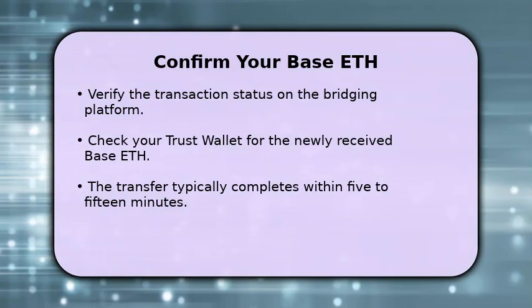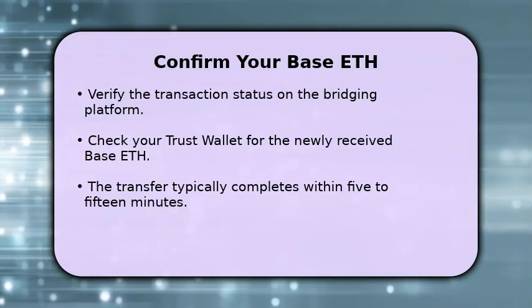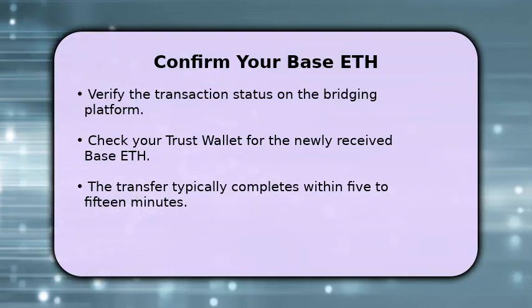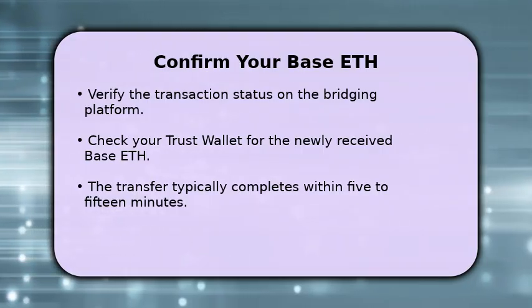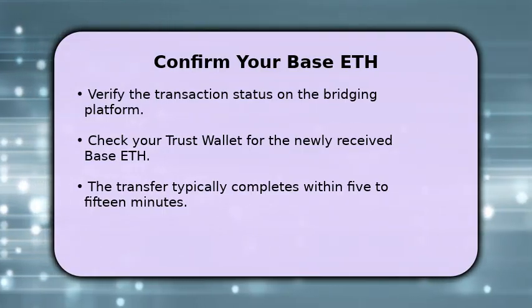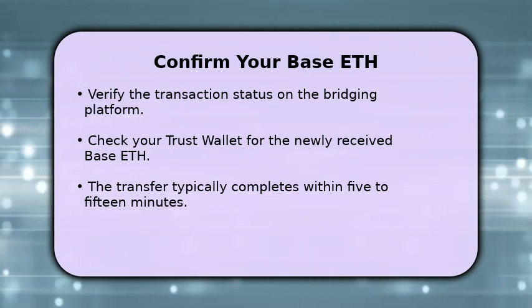After confirming the transaction, monitor its progress on the bridging platform. Once completed, return to your Trust Wallet. You should now see your Ethereum on the Base network. The entire bridging process usually takes anywhere from 5 to 15 minutes, depending on network congestion. Congratulations, you now have Base ETH ready for use.